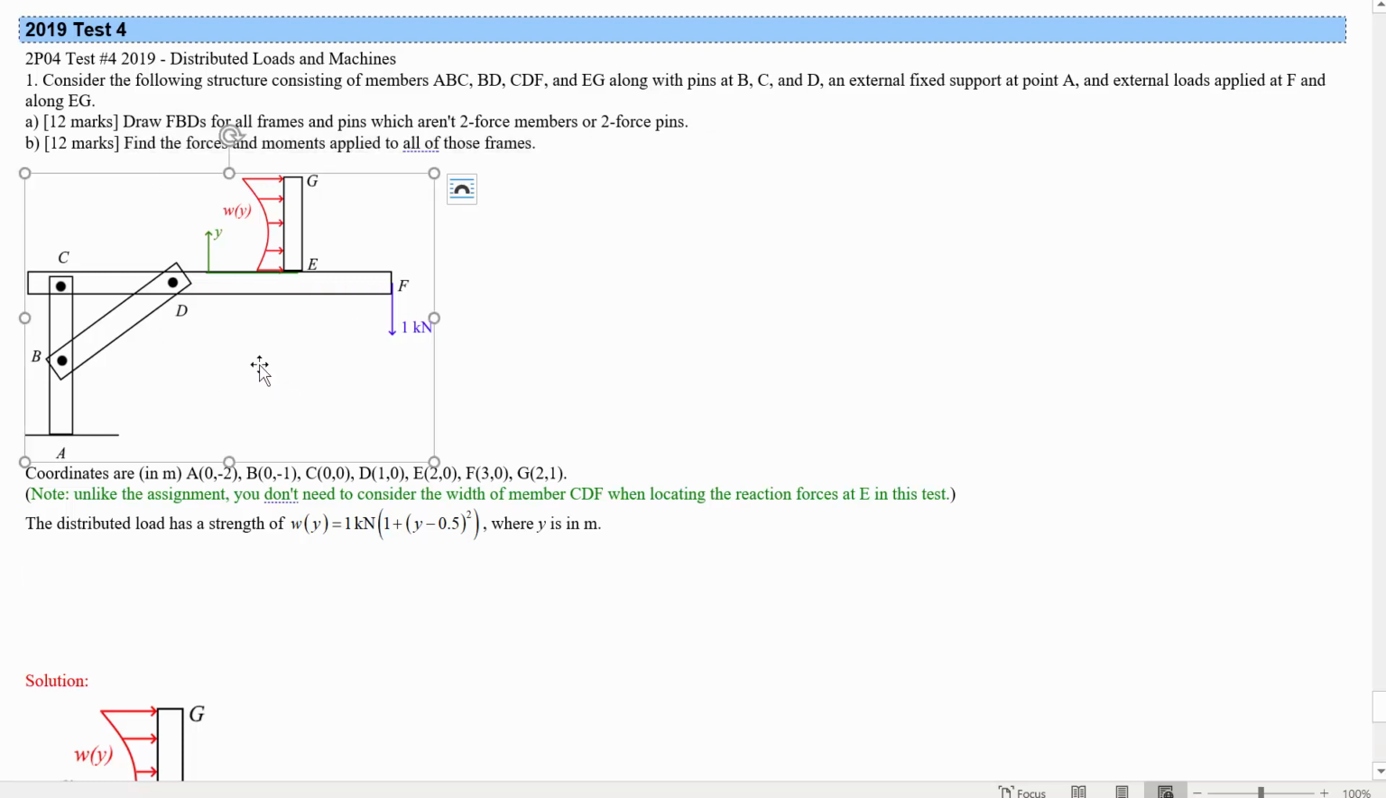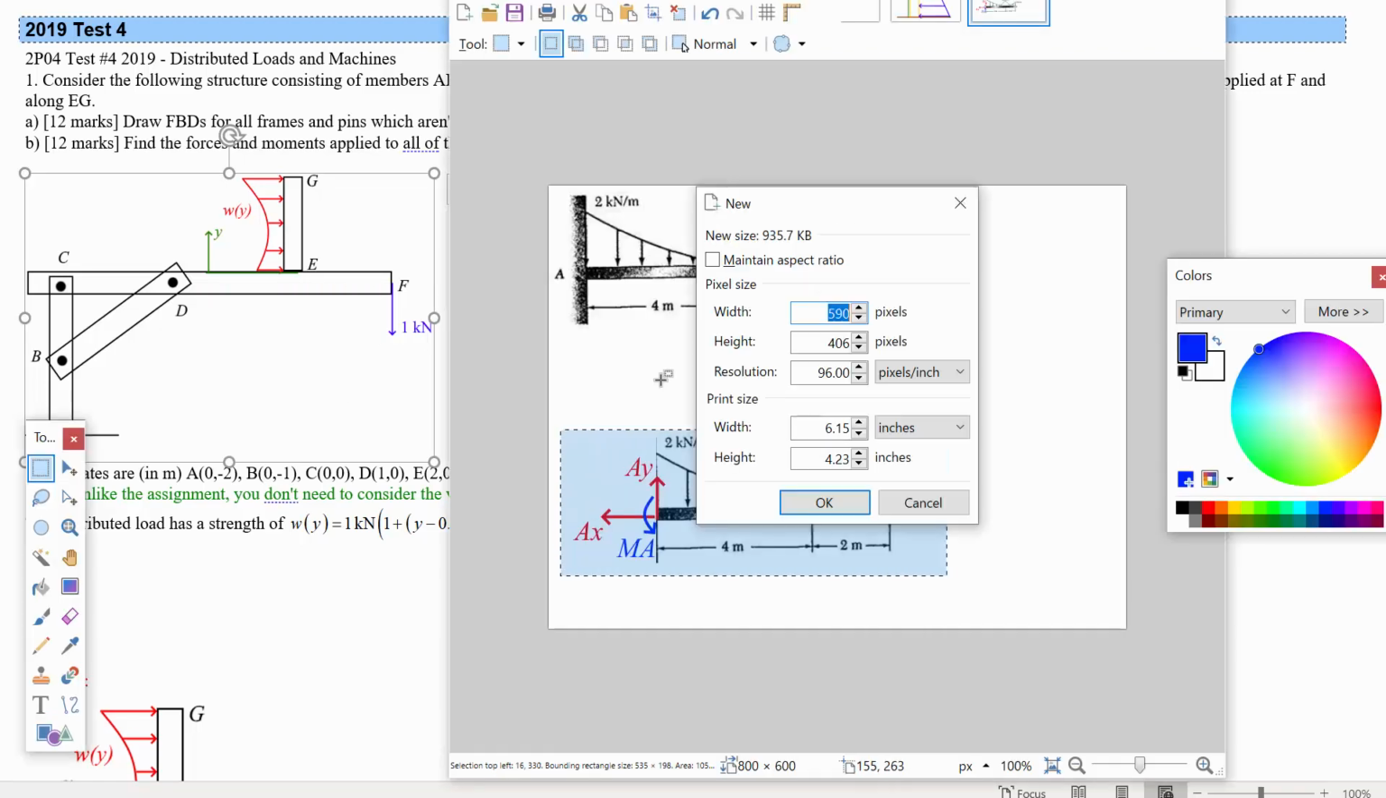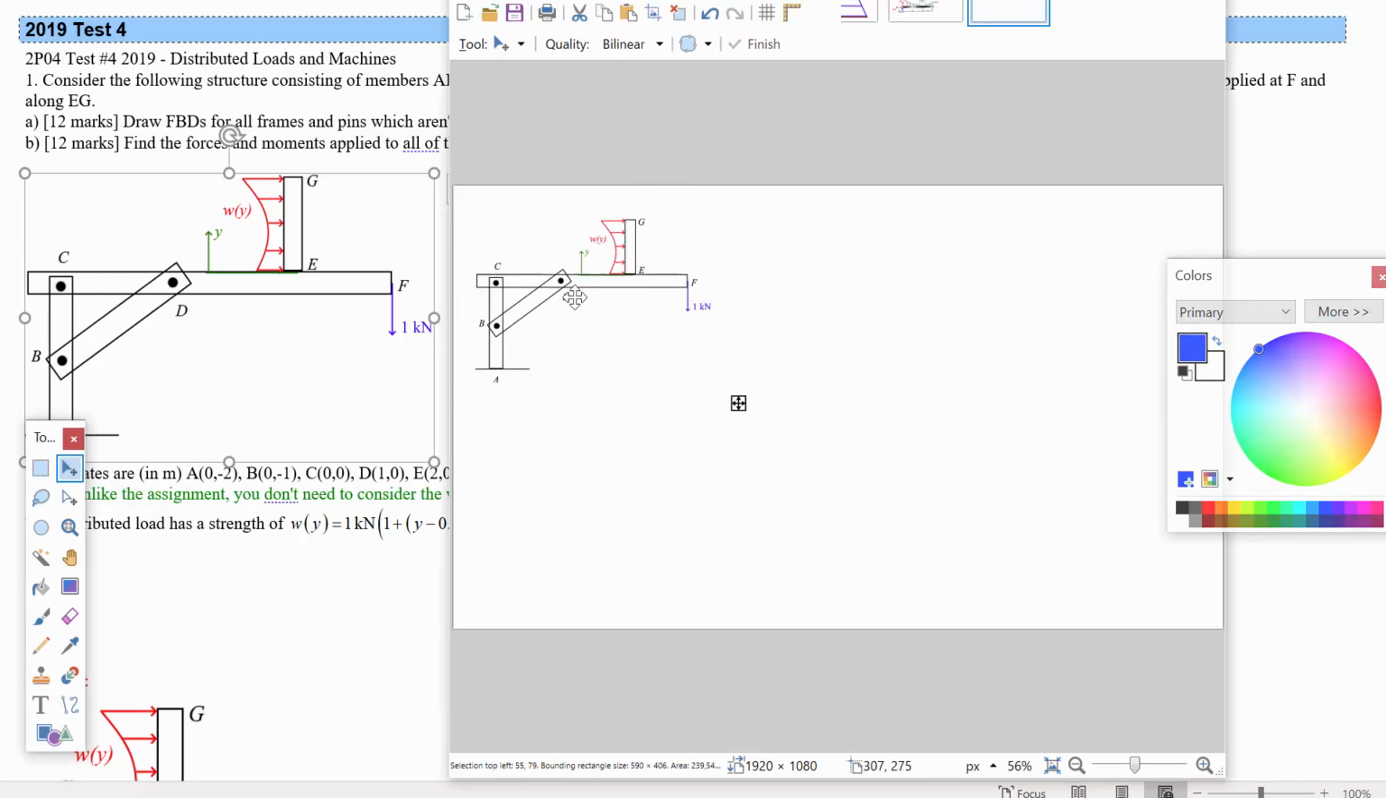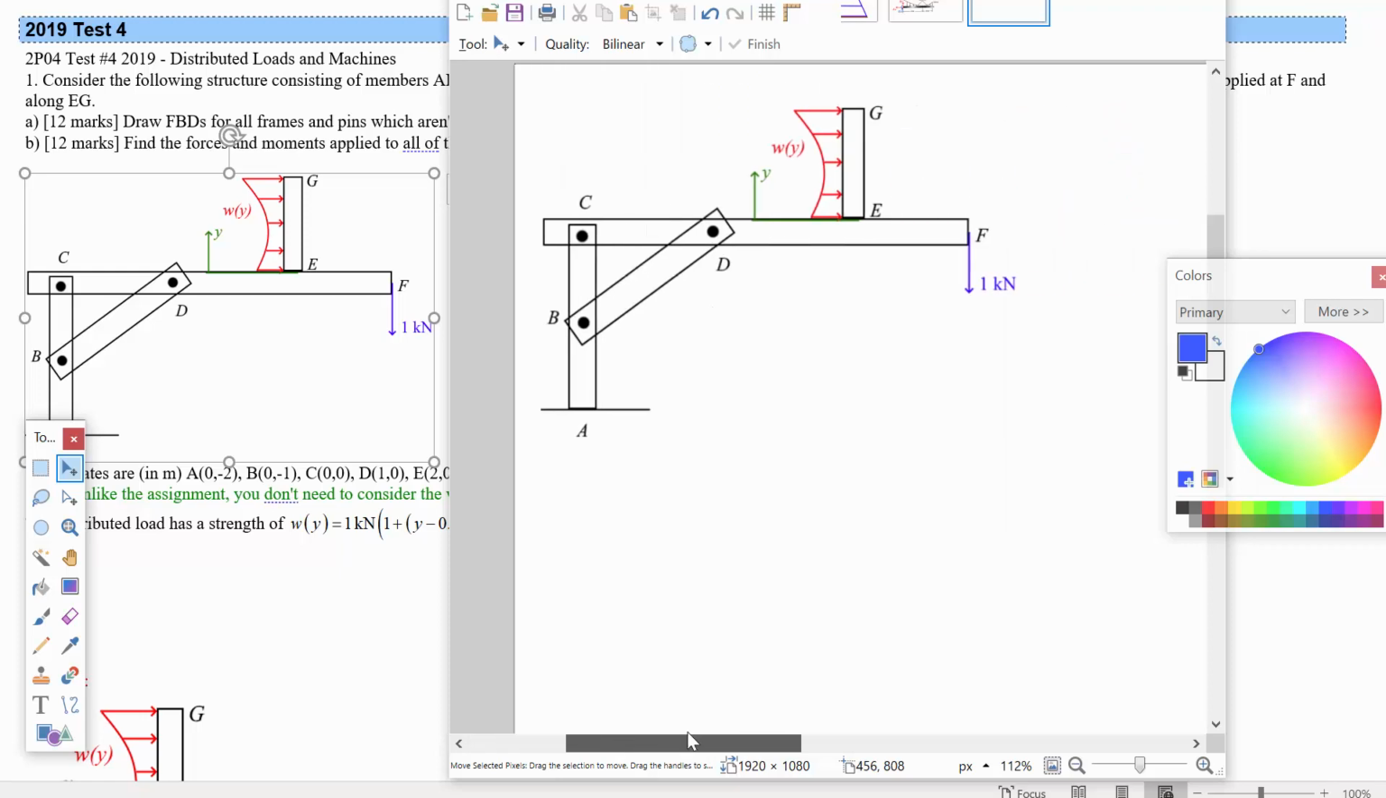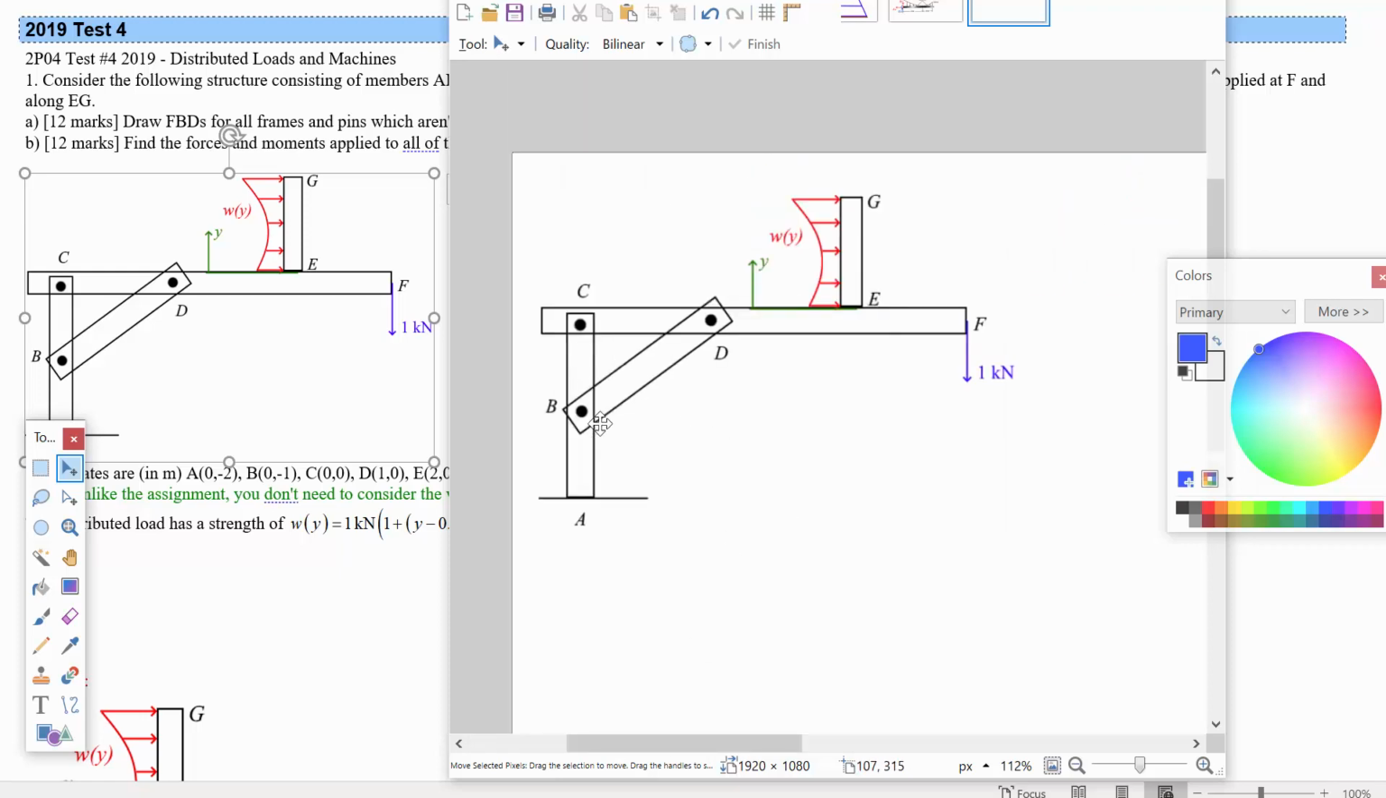So let's start off with the free body diagrams. We need to draw this for anything which is not a 2-force member or 2-force pin. So let's have a look. This thing BD here is a 2-force member because it only has forces and no moments applied at each of the ends. So this is going to act like a truss. So we're not going to draw a free body diagram for that.